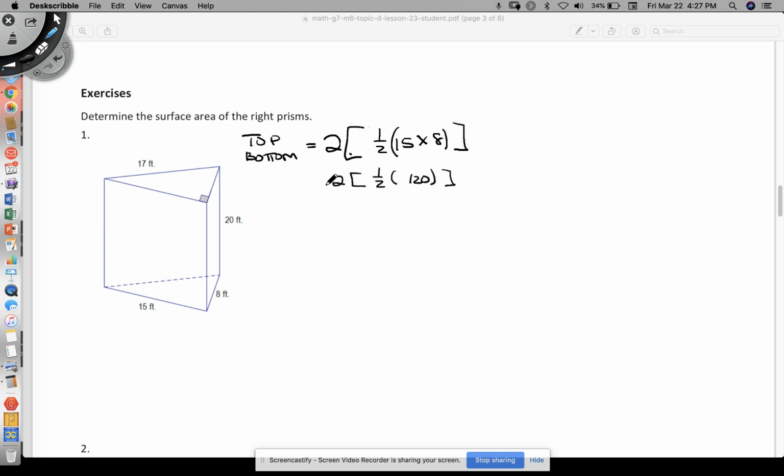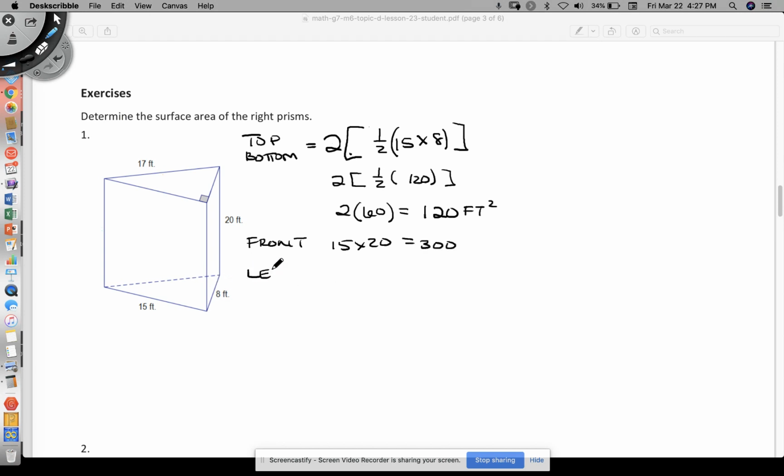And then once I solve this, I can actually drop that bracket. So half of 120 gives me 60. So now I'm back to just normal parentheses, which gives me 120 feet squared there. Okay? That's just the top and bottom. Now let's talk about the front. My front is a 15 by 20. So the front is this piece that's facing us here. That's a 15 by 20, which gives me 300.